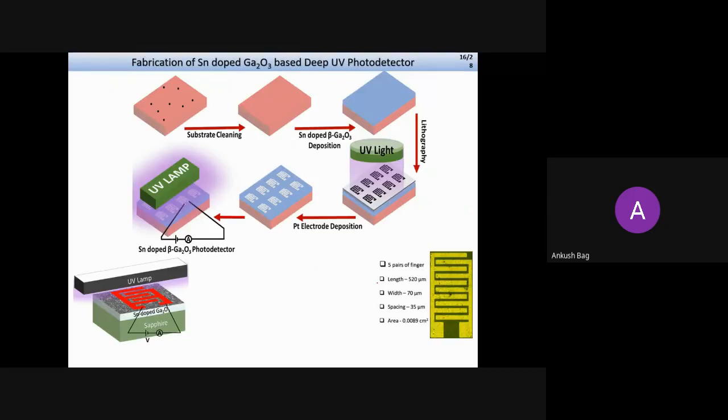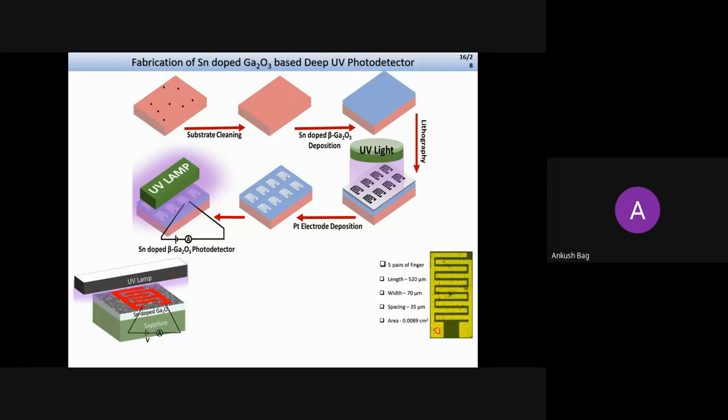So this is again the fabrication process we are following to develop this detector. Here you can see the substrate. After cleaning the substrate, we deposit the gallium oxide and then dope it. Then by optical lithography, we develop this, which is called the IDE pattern, or interdigitated electrode pattern. And this interdigitated electrode pattern is also another form of MSM. So what is this MSM? I think here you can see.